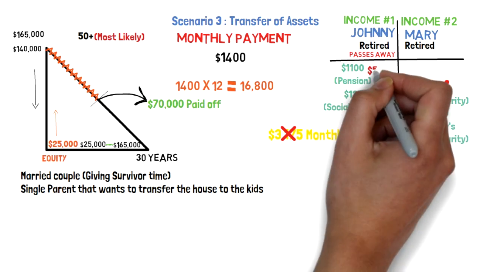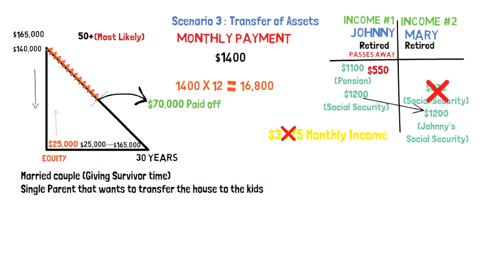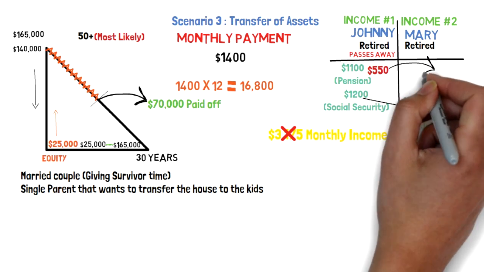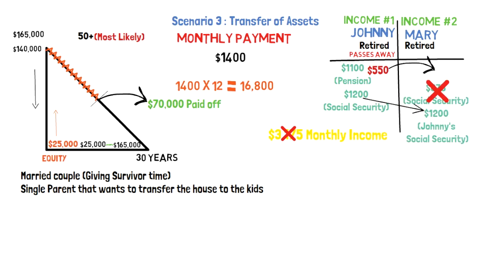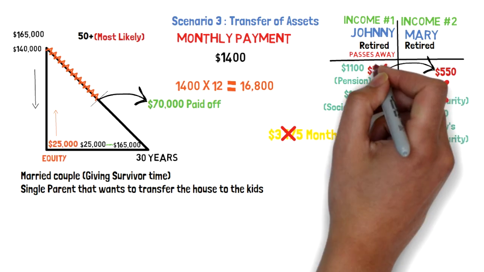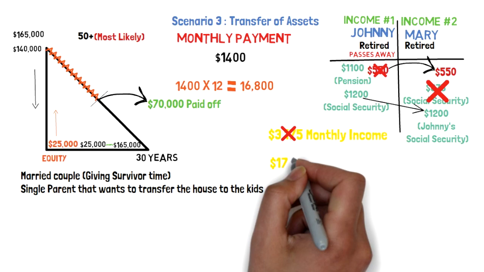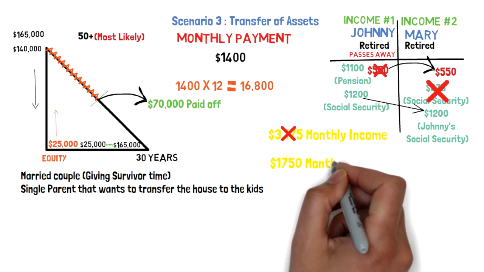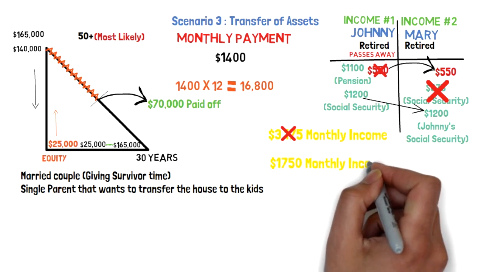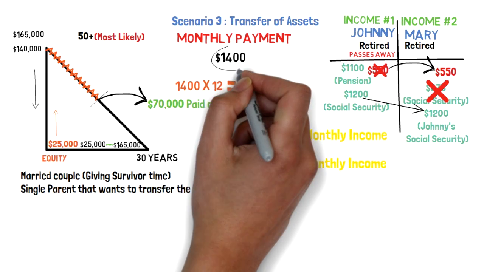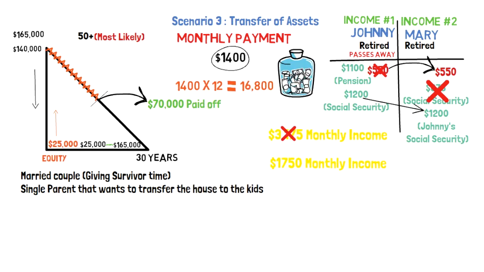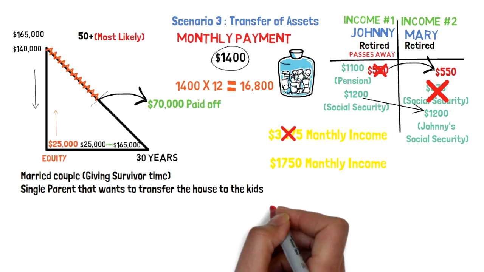Now, every pension's different. Most of the pensions that we see are not 100% transferred over to the spouse. Sometimes they can't transfer any. Sometimes they can transfer a percentage. In this scenario, we're going to say that Mary's going to be able to get half. So now Mary's new income is $1,750. But the problem is the mortgage is still going to be $1,400. Mary is going to have to dip into the savings each month to pay the mortgage and all the bills.